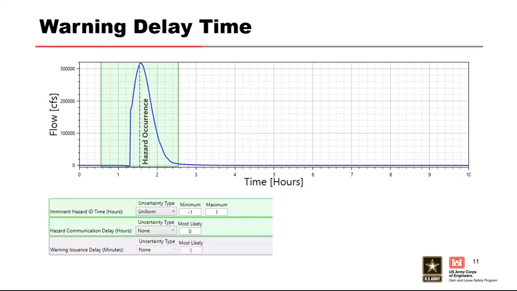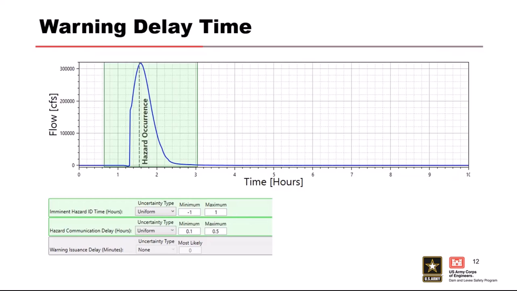Now we start adding uncertainty about these other parameters. Hazard communication delay, say it's between 15 minutes to a half hour. All of a sudden we see that uncertainty band shift. That's because now we're saying, you know what, that warning's likely to go out a little bit later because of the communication delay. Add in your warning issuance delay, you see quite a bit of shift, right? And that's because we'll get into that. Jesse has a presentation later this week, I think tomorrow, on the warning and evacuation parameters that we use in LifeSim, and you'll go into a lot more on that warning issuance delay parameter.